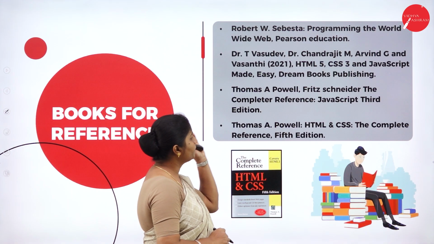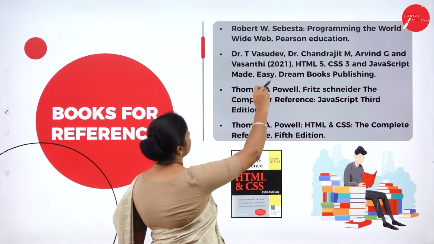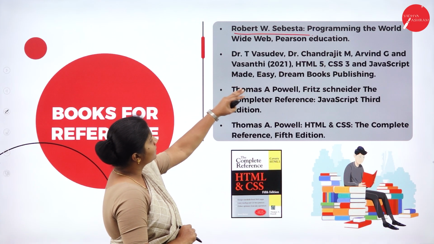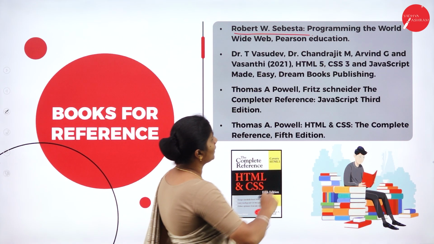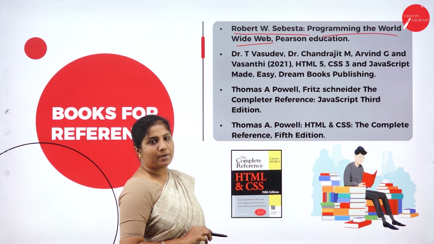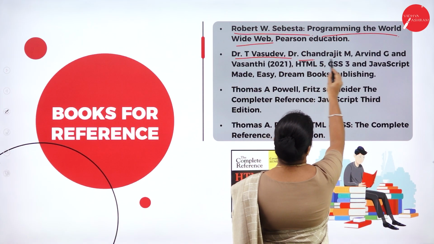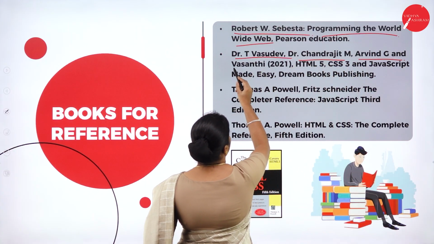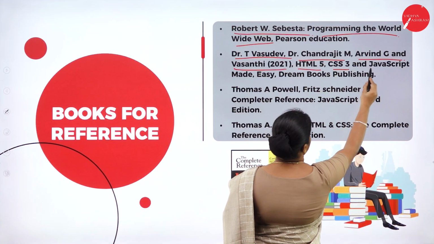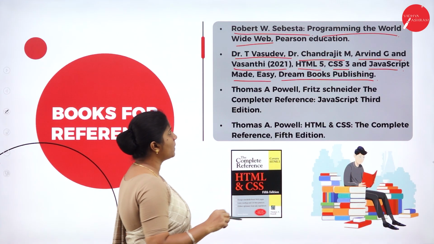Next, we will move on to the reference books or textbooks for this subject. Okay, first we have Robert W. Sebesta. He is the writer of a book called Programming the World Wide Web. The publisher is Pearson Education. Next, the writers are Dr. T. Vasudev, Dr. Chandrajit, Aravind G. and Vasanti. They have written a textbook called HTML5, CSS3 and JavaScript Made Easy. The publisher is Dream Books Publications.